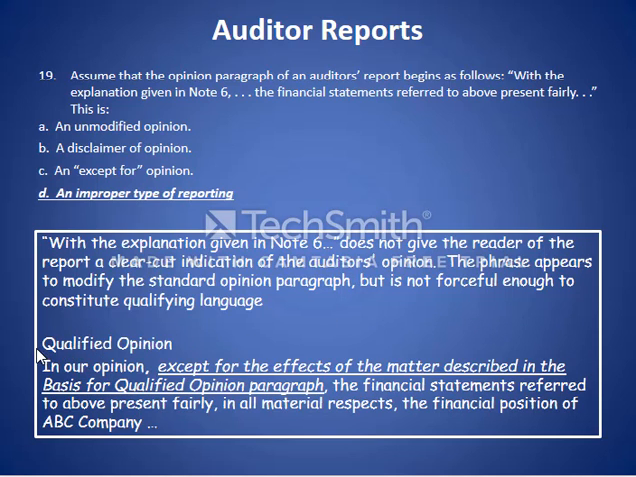So if we look at our qualified opinion, it would state something to this effect. In our opinion, except for the effects of the matter described in the basis for the qualified opinion paragraph. So what that means is that the basis for qualified opinion paragraph has to have a very complete explanation as to why we're qualifying the audit report.